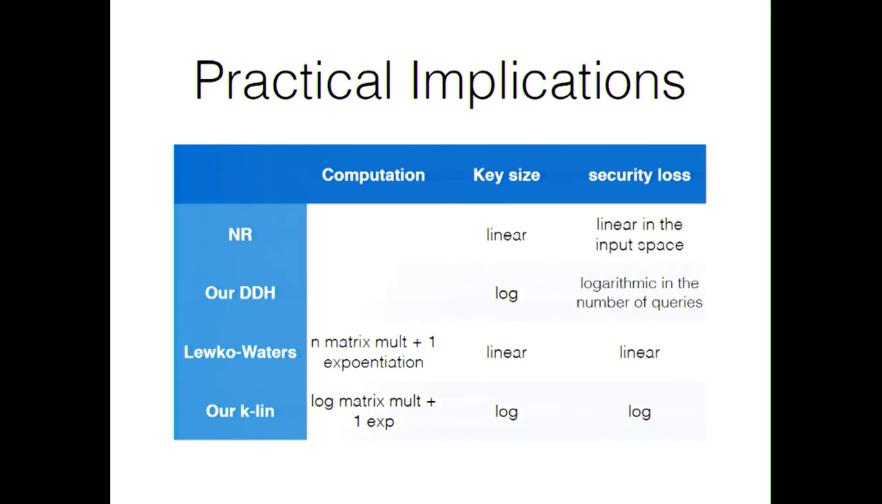But you can see the full power of the reduction if you look at the Lucks-Waters setting. Here the computation consists of n matrix multiplications and one exponentiation. The key size is linear and the security loss as well. In contrast, our construction only needs logarithmically many multiplications and an exponentiation, and the key size is just logarithmic and the security loss as well.